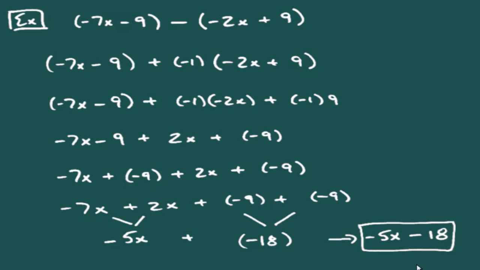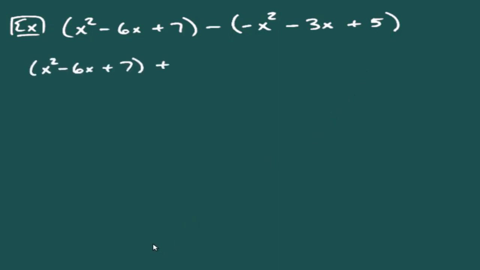And so kind of looking at one more final example, if we've got something like x squared minus 6x plus 7 minus the quantity negative x squared minus 3x plus 5, then again, our first step so that we're seeing things correctly is to get rid of that subtraction abbreviation. So we've got our x squared minus 6x plus 7 plus a negative 1 times our quantity, negative x squared, plus a negative 3x plus a 5.